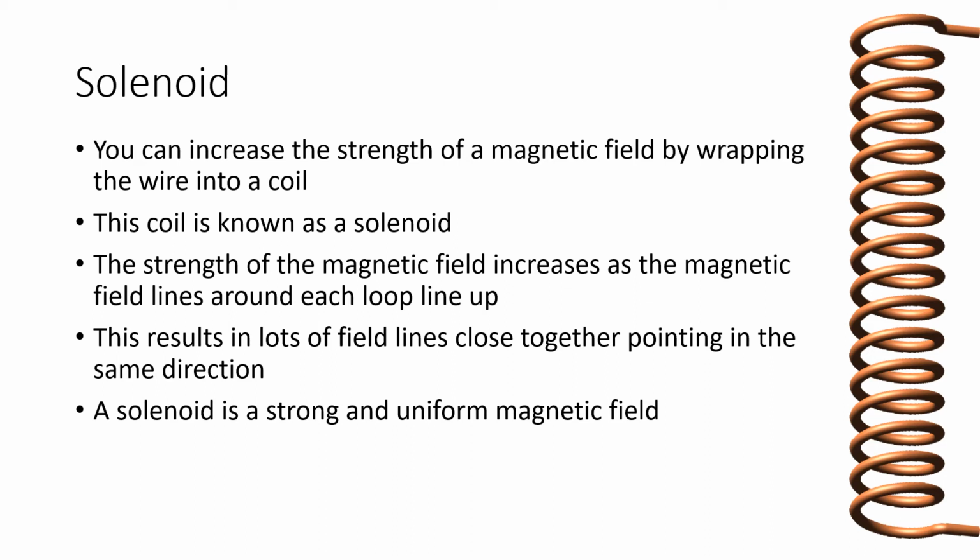As a consequence, we end up with what we call a solenoid. And a solenoid is a piece of wire wrapped up into a coil, but it produces a strong and uniform, so it's the same no matter which bit of the coil you go to, magnetic field. It creates a strong and uniform magnetic field.